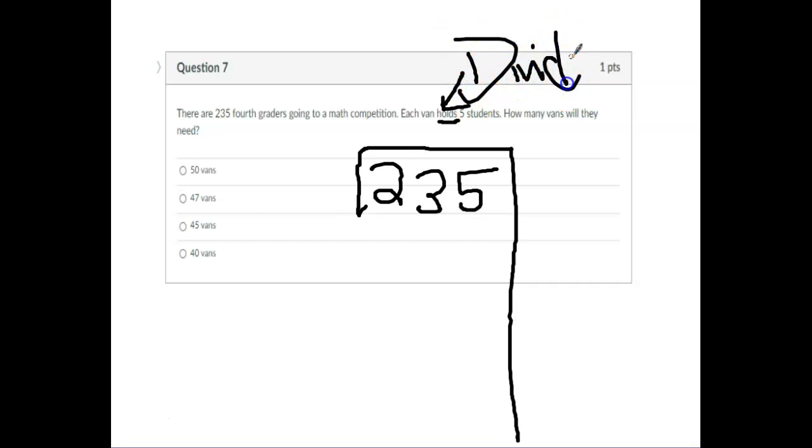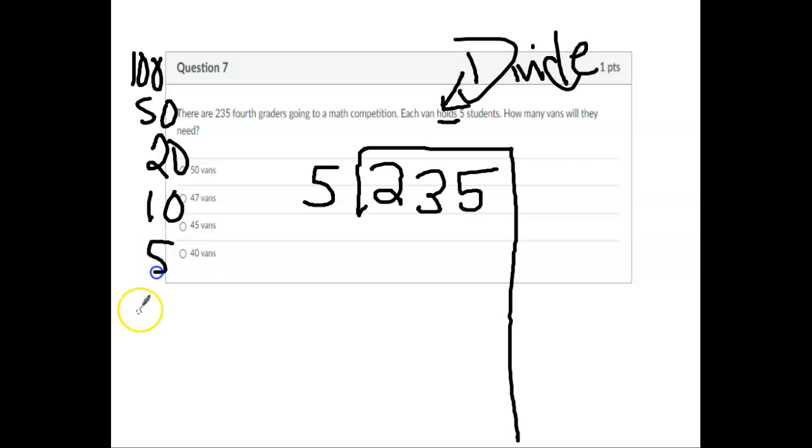So I'm holding something. So I'm splitting up 5 students into vans. And there's 235 fourth graders. So we need to figure out how many vans they will need. If there's 235 fourth graders, 5 students in each van, how many vans am I going to need? All right. So I'm going to divide this. And what are my friendly numbers again? 100, 50, 20, 10, 5, 2, and 1.